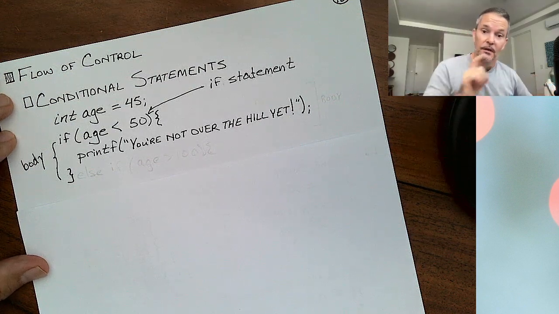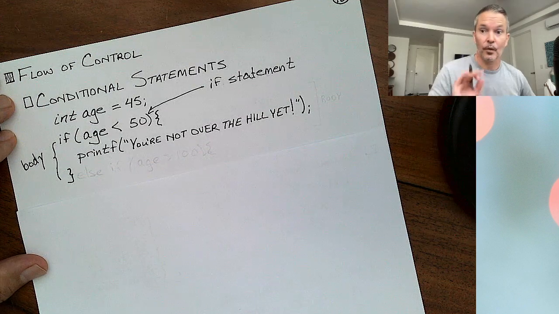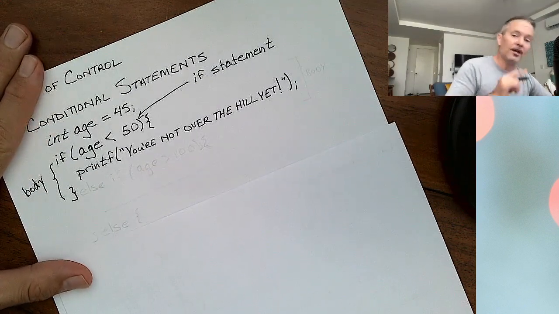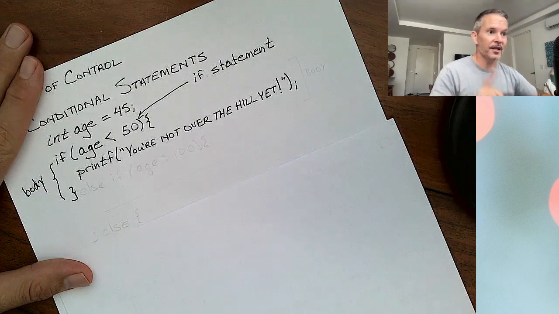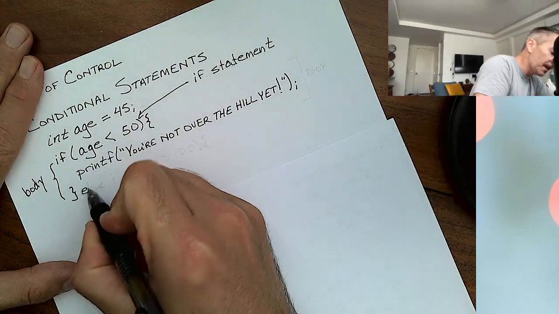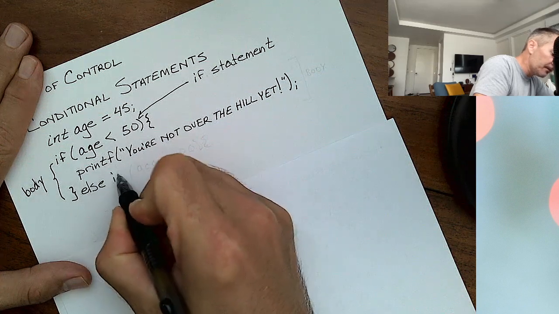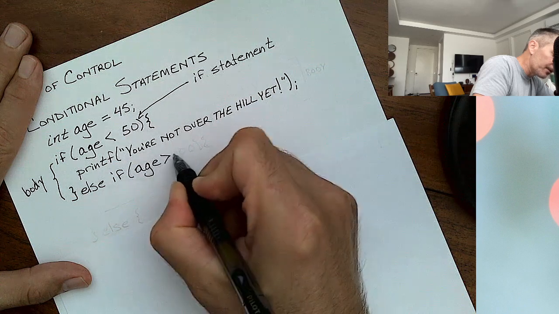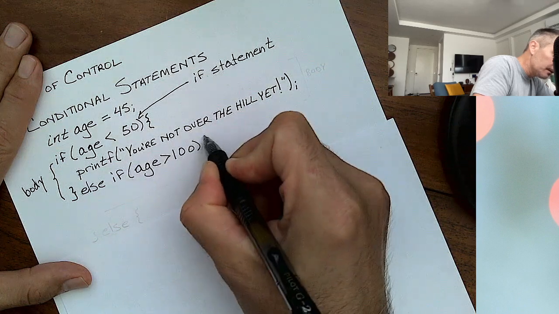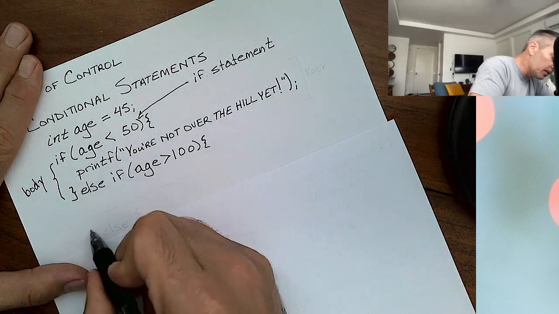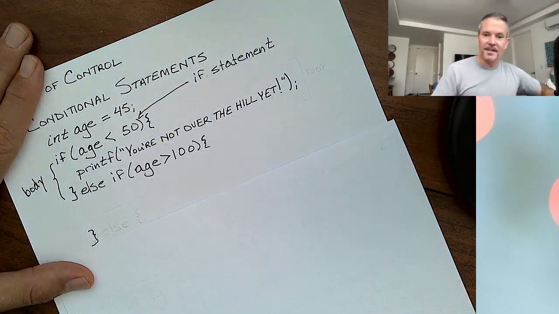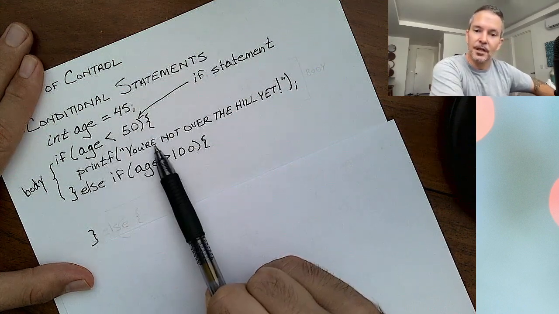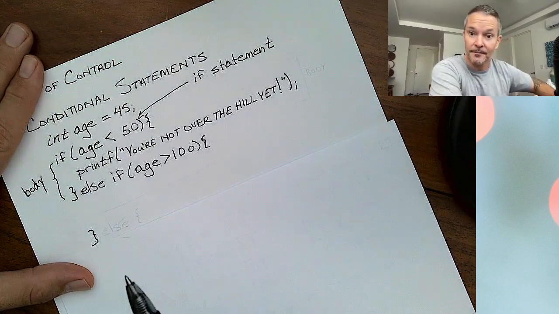Now take a look at this. The if statement doesn't stop here. We can do a little more. You can add to the end of the if statement another statement called else if. It looks like this: you would say else if age is greater than 100. Then we could say, hey, if your age is less than 50, we're going to print to the screen, you're not over the hill yet.